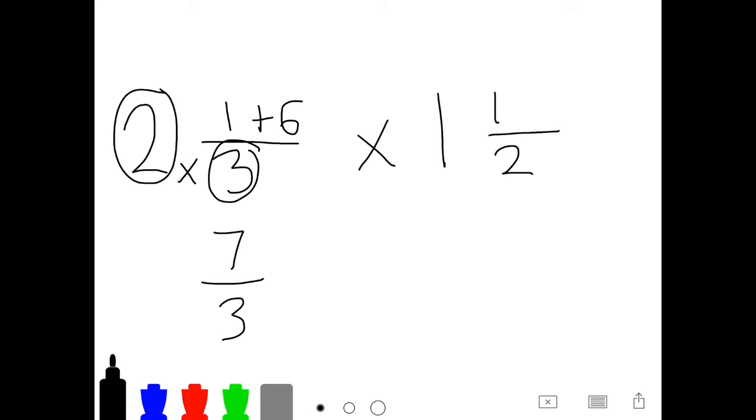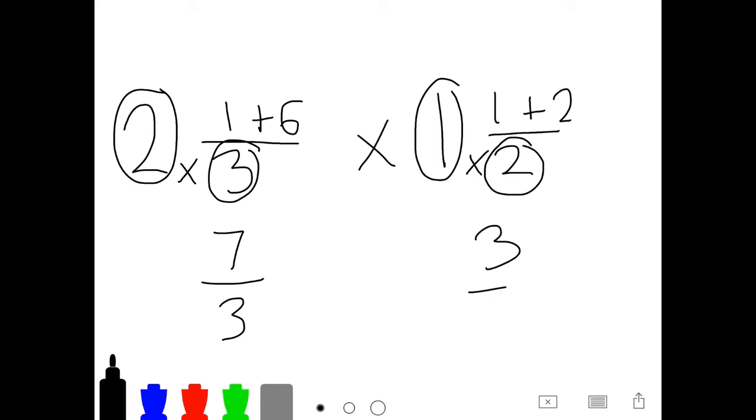Now I'm going to do the same process over here to 1 and 1/2. I'm going to take my whole number 1, and multiply it by my denominator 2. And I get 1 times 2, which is 2. So now I'm going to add that answer to the numerator. Of course, 1 plus 2 equals 3, and my denominator stays the same.